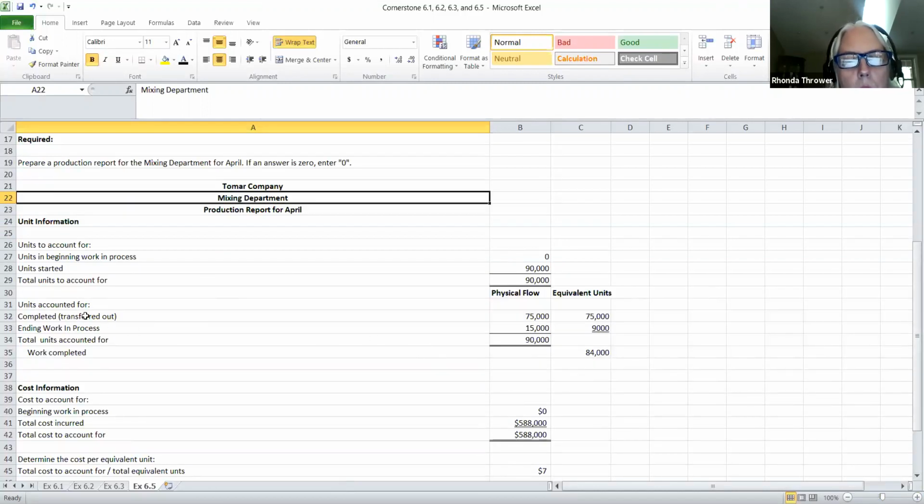The units accounted for are broken down into what they call physical flow. These are the whole units in this column right here. The physical flow is the whole units. The equivalent units are the units that could have been produced during this period of time.